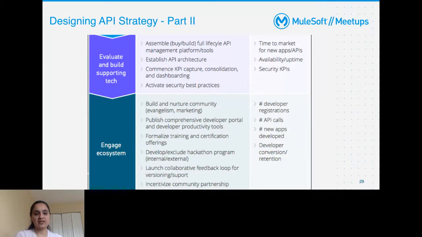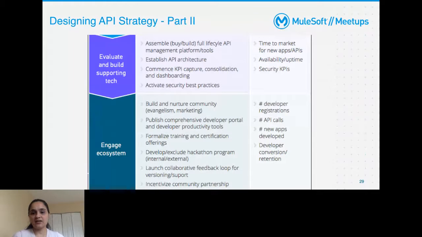And the fourth one is engaging the ecosystem. In this step you will build the community. You will publish the developer portal and the developer productivity tools, so development can be enhanced, improved, and becomes faster. Formalize the training and certification offerings, definitely for the employees. Develop different programs like hackathons and programming events, internal or external. The versioning support, and incentivize community partnership. So all these are steps to engage the ecosystem.